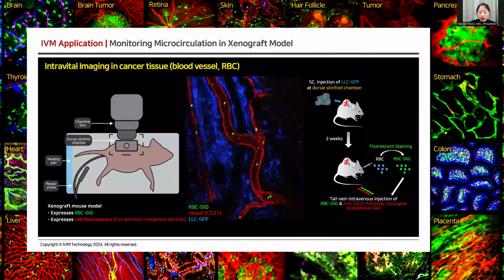Here, we inoculated LLC lung carcinoma cells, which express GFP, into the dorsal skin fold chamber model. After a few days, the red blood cells were labeled with the fluorophore and injected into the mouse, as shown in the video with the green color. This demonstrates that we could observe the growth of the cancer cells and also measure the velocity of blood flow near the cancer tissue.